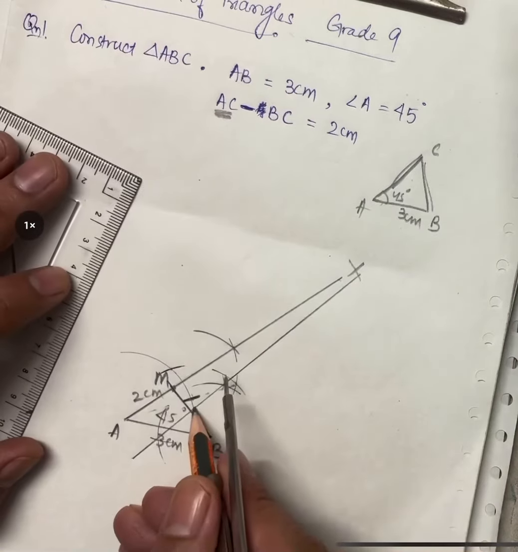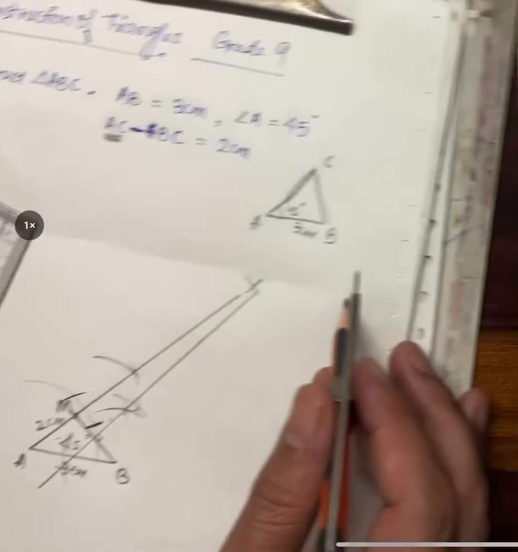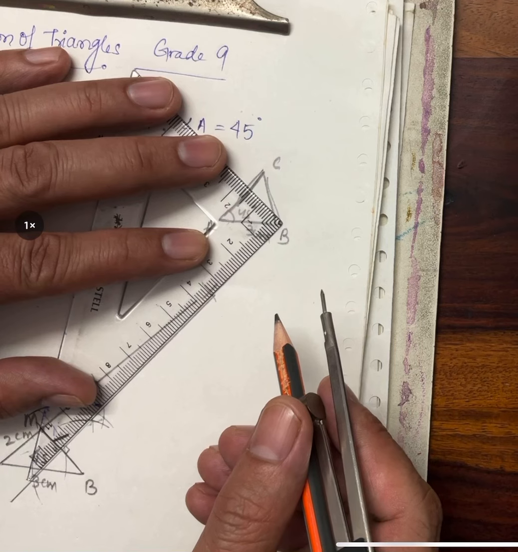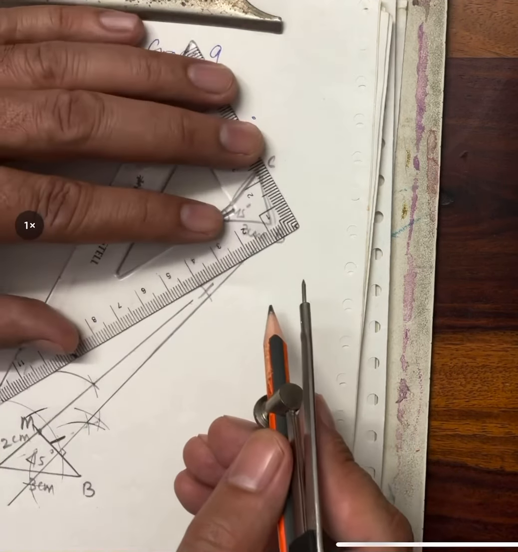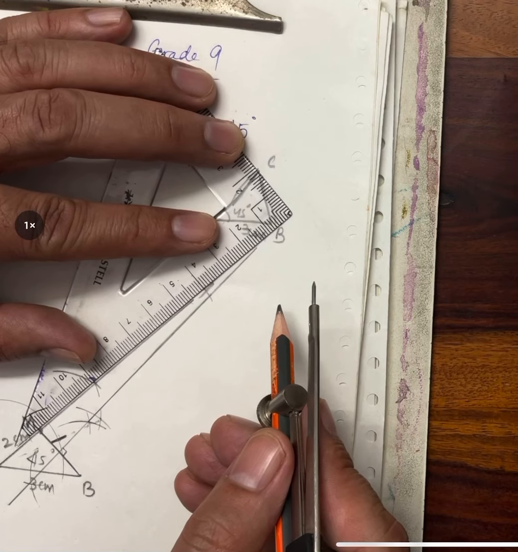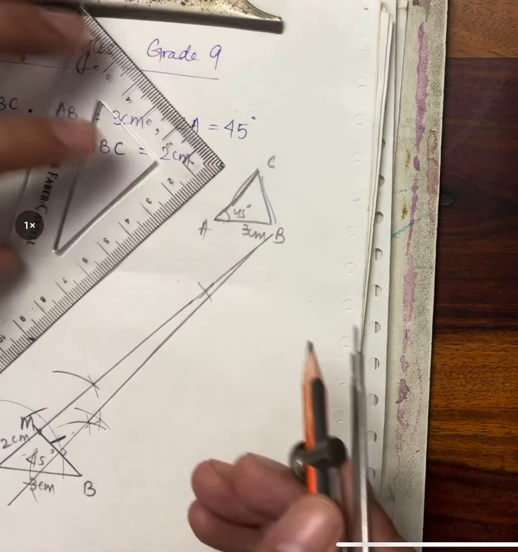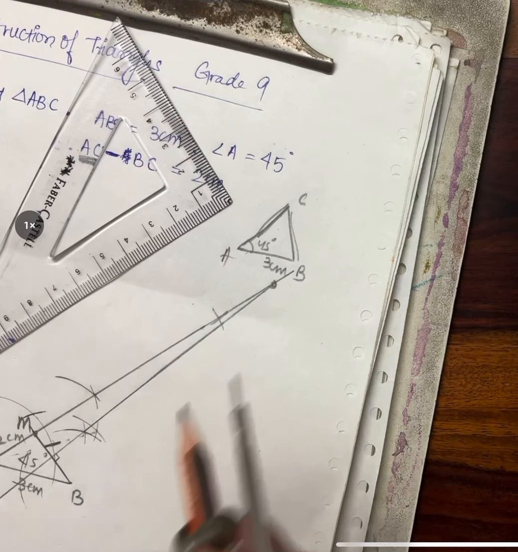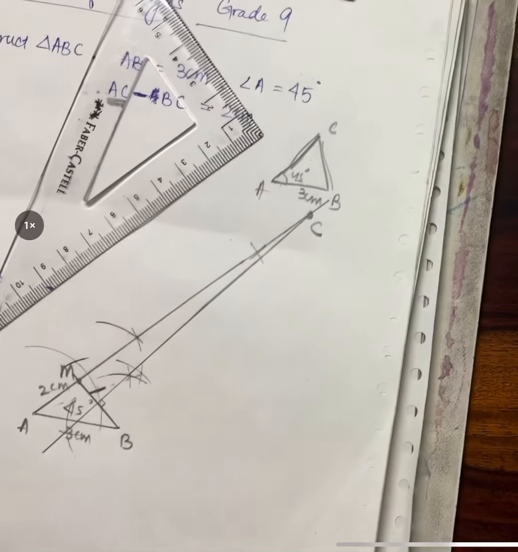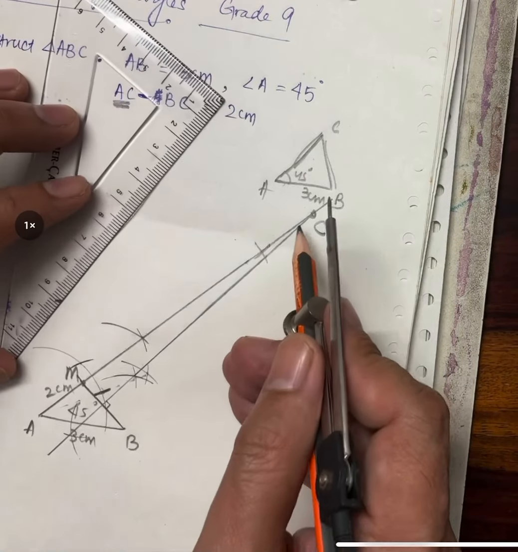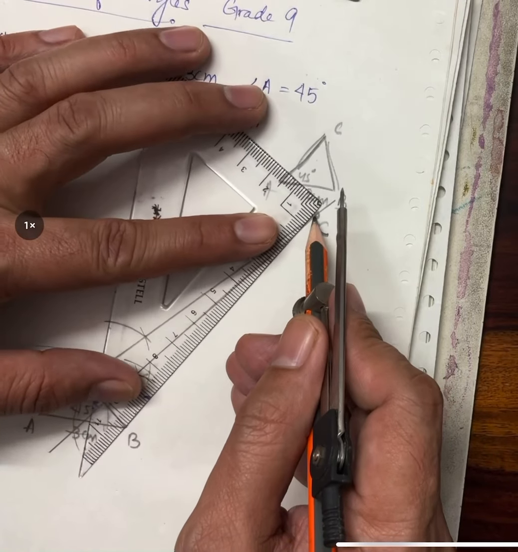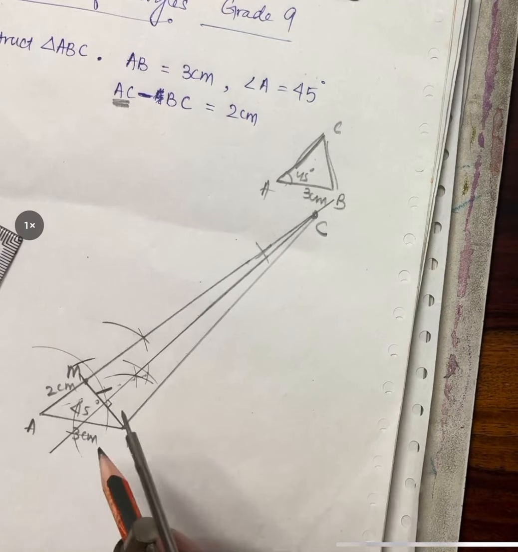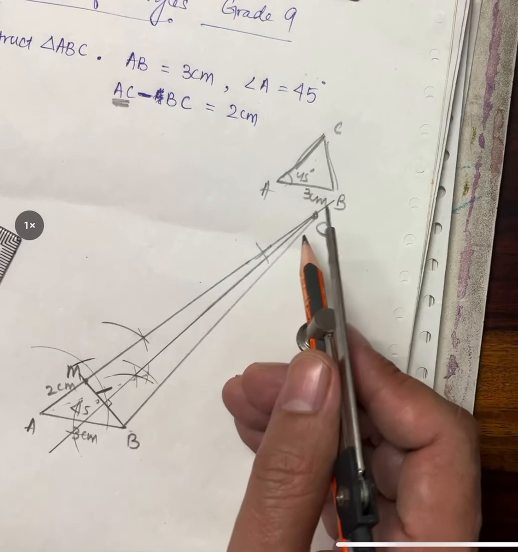This is going on and on, so it's a little embarrassing, but anyways, continue. Somewhere here they will meet. Yeah, thankfully they've met here. This particular point is actually C. With C, join B. So ABC is your required triangle.